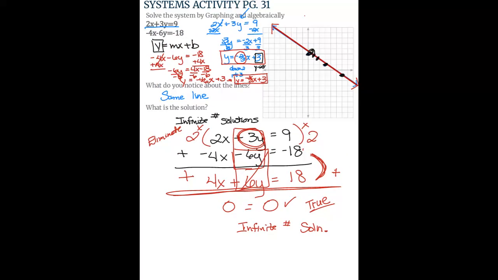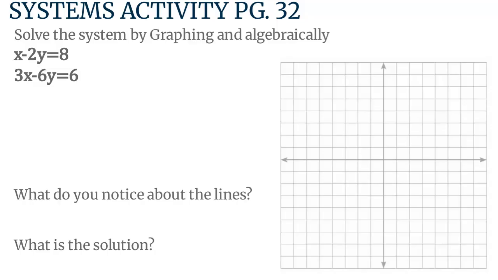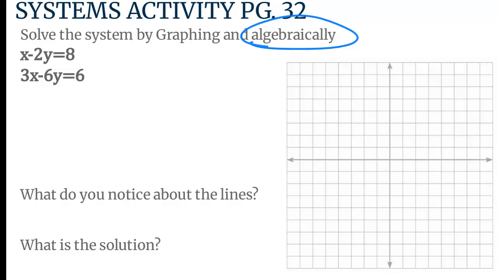Okay? All right. So now let's turn the page. I am going to have you work on page 32. We have two new equations. Graph those. Find their solution. Also do it algebraically. Okay? I'm going to give you about 5 minutes just to see how far you can get in 5 minutes. And then we'll come together. But everybody, try to work on these on your own. This is what you're going to be doing tomorrow.